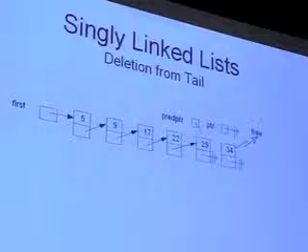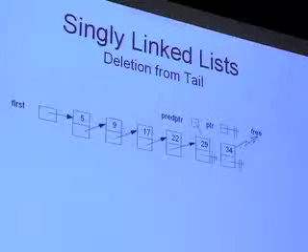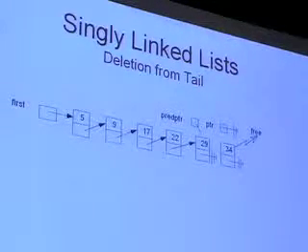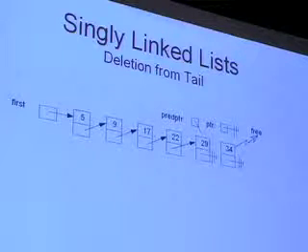How about the tail? Tail's actually pretty easy. What's the thing you have to do? Suppose we want to get rid of 34. We've traipsed through the list. We realize, oh, this thing's at the end of the list. What do you need to do?